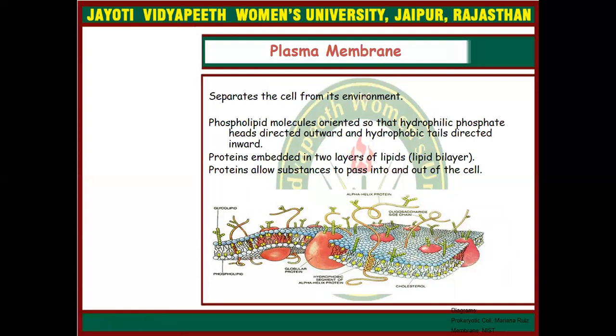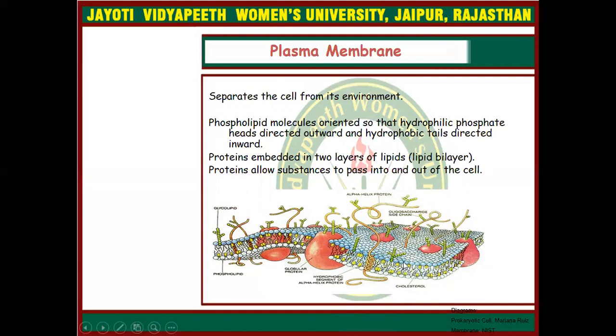Next is the plasma membrane. Plasma membrane is one of the most important cell organelles in both prokaryotes and eukaryotes. It separates the cell from its outer environment. Similarly, it separates the cell wall and the cytoplasm. In the plasma membrane, there is a phospholipid bilayer which is arranged in such a way that the hydrophilic phosphate heads are directed outwards.